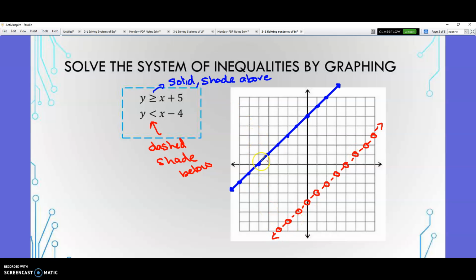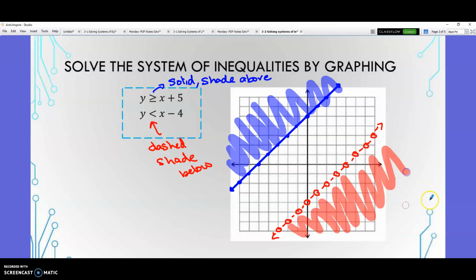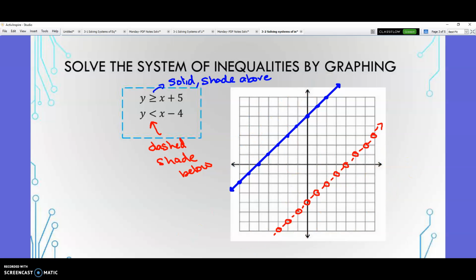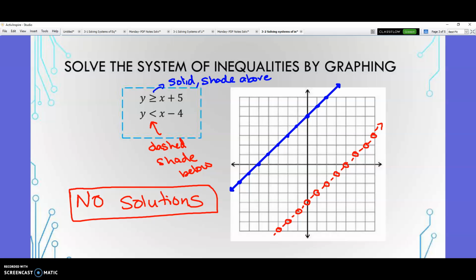Okay, for the blue line shaded above, so technically all of this area would be shaded. For the red line, shaded below, so all of this would be shaded, and they would never intersect. This blue area and the red area never intersect. So there's no solution here. So even inequalities can have no solution. If the areas do not intersect, there are no solutions. Okay?